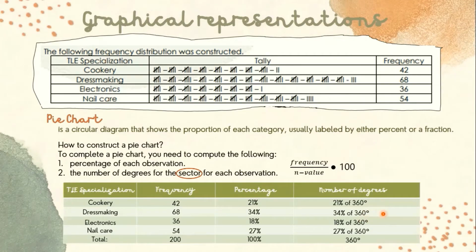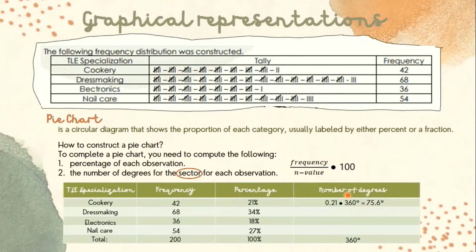Now, these phrases are familiar to us because we've discussed this in quarter 1. We're getting a part of a whole, which is either percent or fraction. Let's find the number of degrees per TLE specialization, starting off with cookery, 21% of 360 degrees.